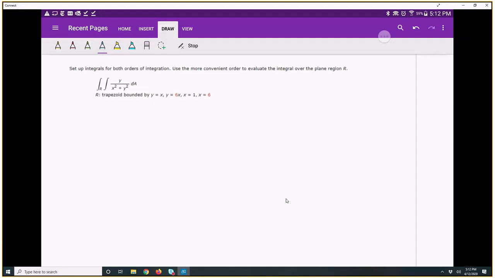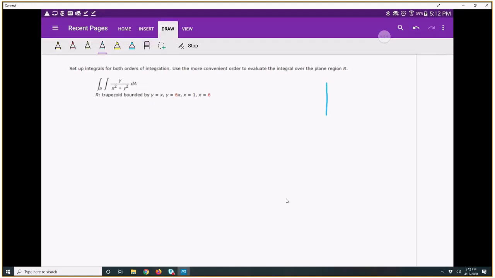In this problem, we are going to set up the integration to find the volume in both orders of integration, and then we will understand, looking at our setup, which one is the better way to integrate and get the volume of the given three-dimensional figure. So let's first talk about the area over which I'm trying to find the volume.